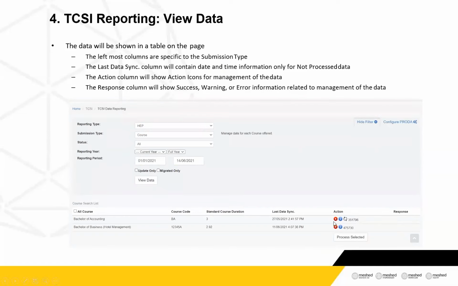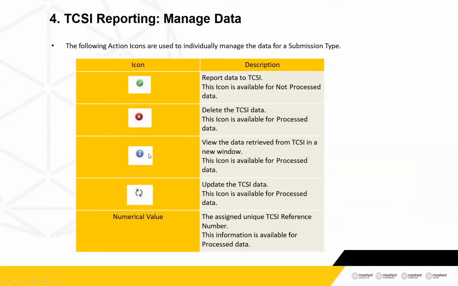And then you can report it again. Now third is the blue icon. With this blue icon, you can actually view what data has been reported to TCSI in real time. Whenever you click on this blue icon, it will give you all the details for that particular record from the TCSI platform, and you can verify what data got reported.